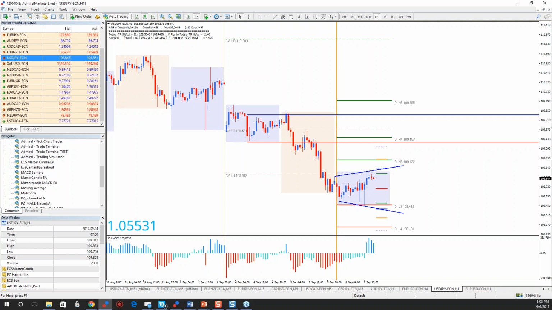Roberto is asking, can I say something about scale in and scale out? Yes, I just need to finish with showing possible trade setups. Jack is asking for GBP dollar.